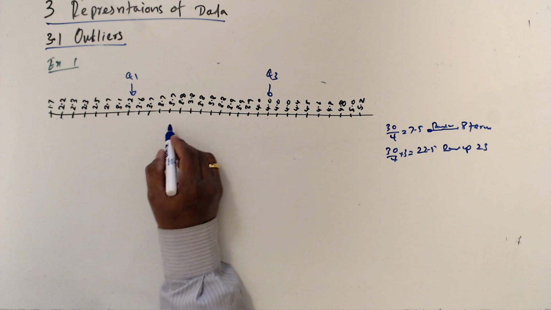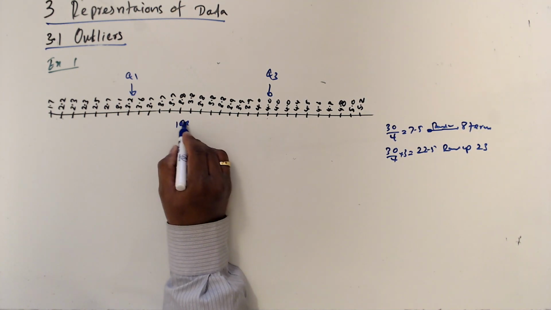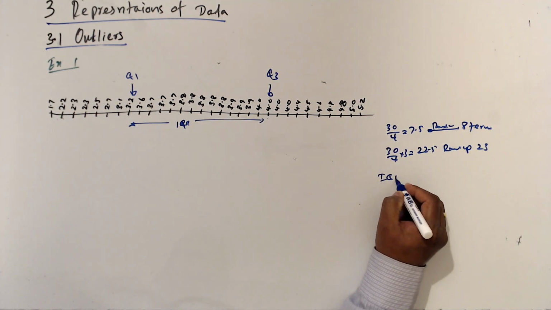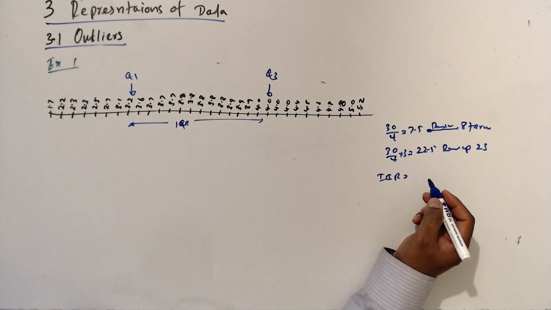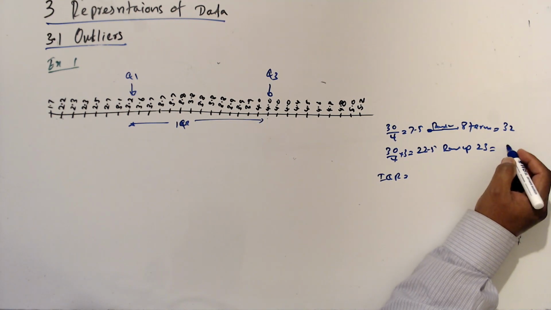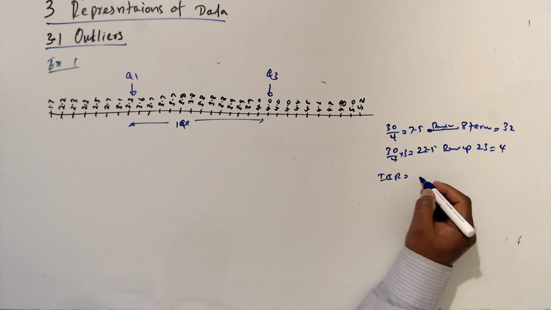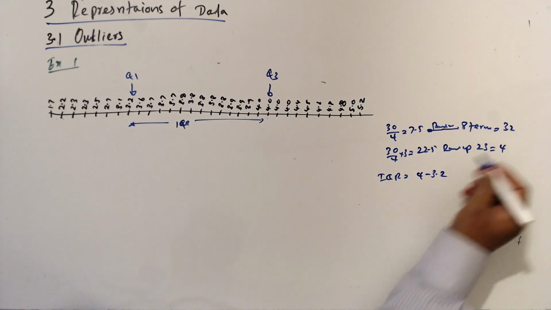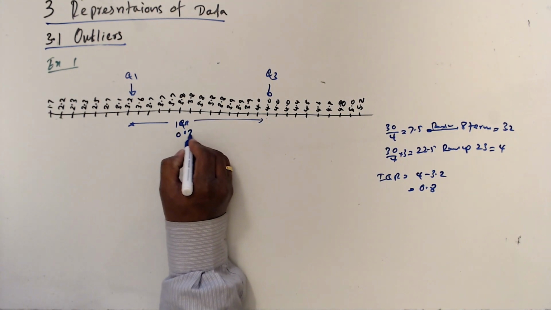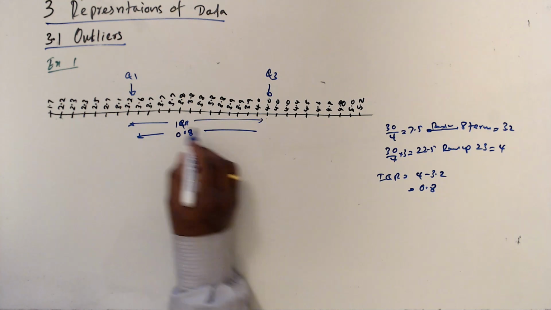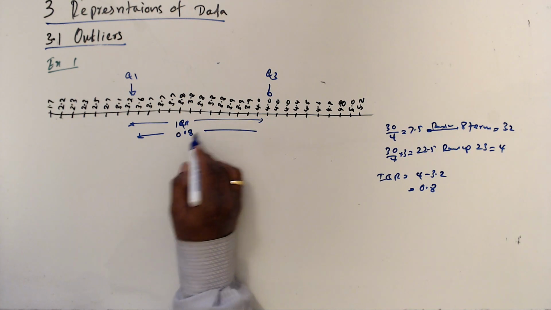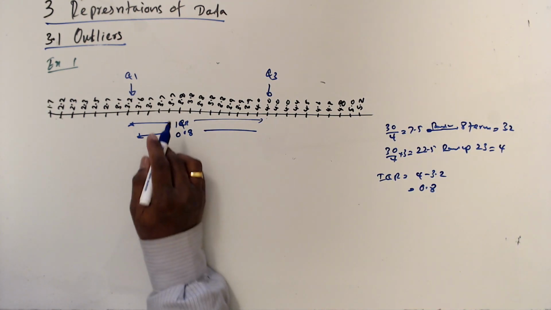Now, IQR. This is IQR, this length. What is this length? IQR is, so the 8th term is 3.2 and this term is 4. So 4 minus 3.2, which is 0.8. So this distance from 3.2 plus 0.8 is 4. So this is the IQR range.